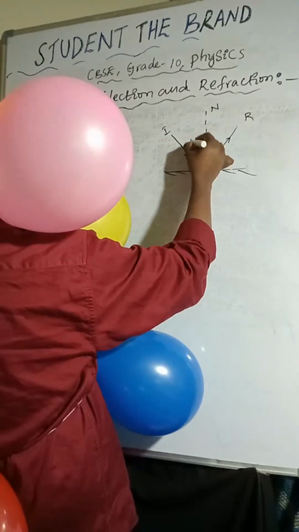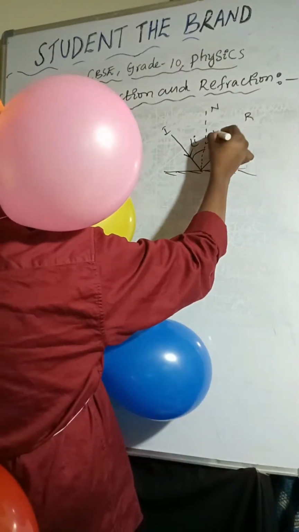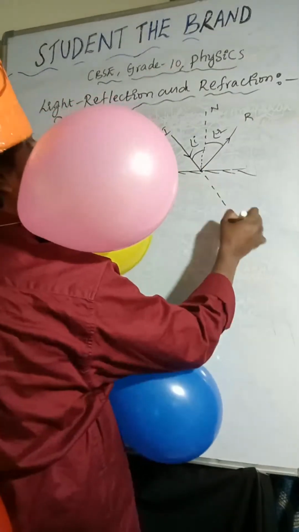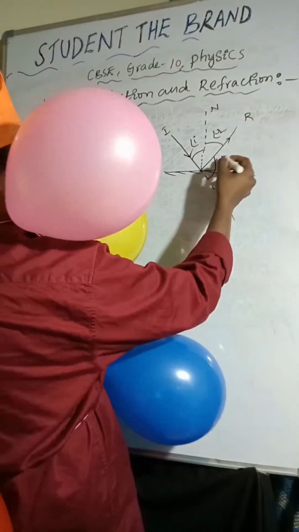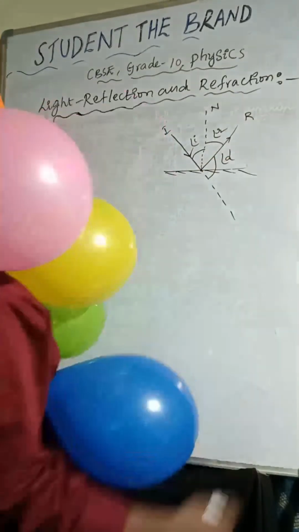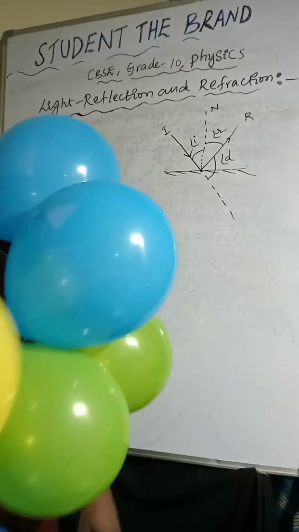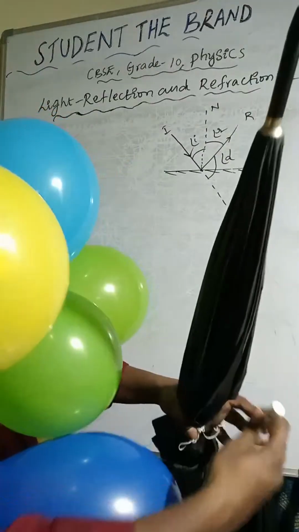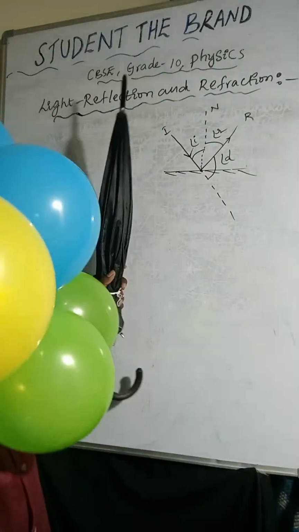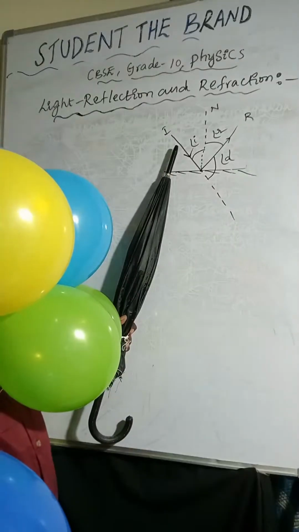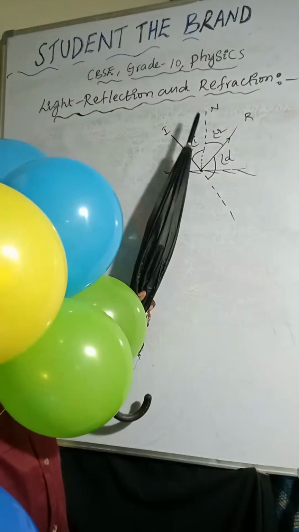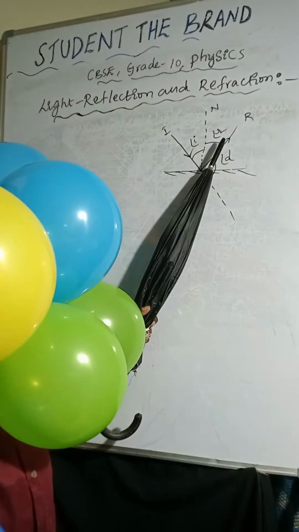The angle between the incident ray and the normal line is called the angle of incidence. The angle between the reflected ray and the normal line is called the angle of reflection. And you can take the undeviated line; the angle between the reflected ray and the undeviated line is called the angle of deviation. I hope it is very clear, right? Now you can observe here.